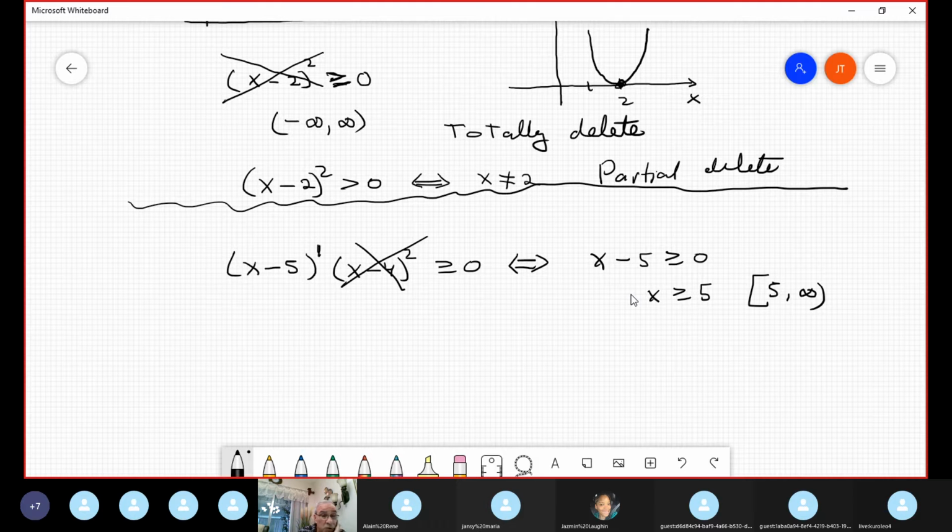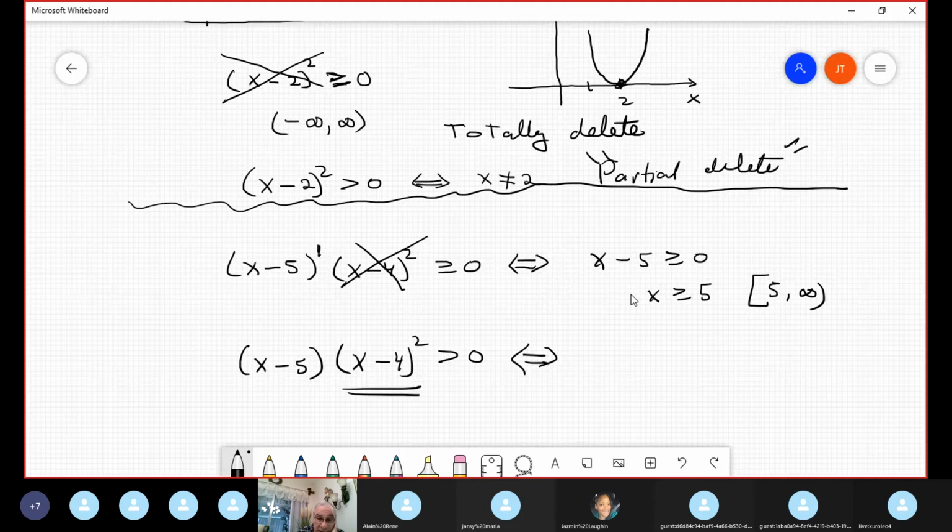Suppose I have exactly the same example, but with no equal sign. It's only greater than. I realize that in that case, when there is no equal sign, you partially delete. Partial delete means that you take x minus 5 greater than 0, and this one you delete, but partial delete, how? You introduce x not equal to 4.